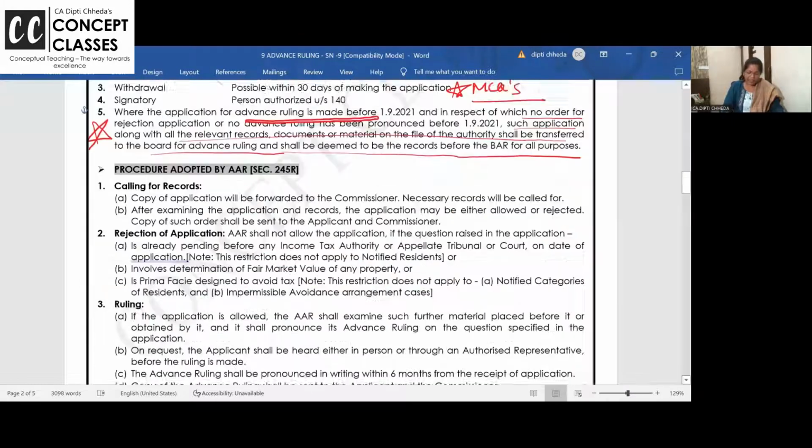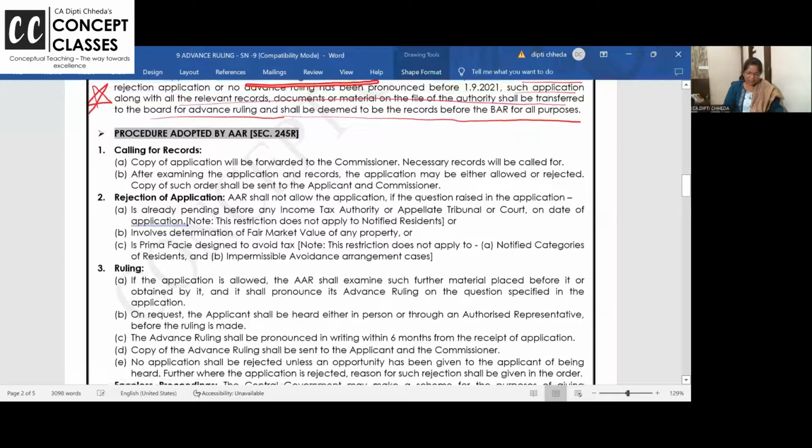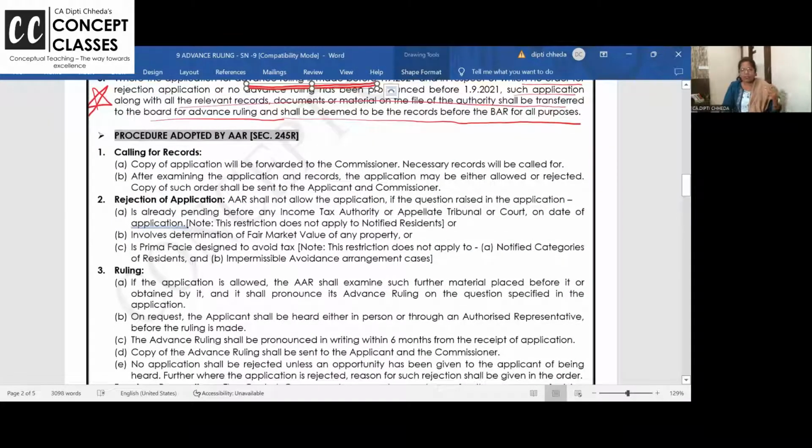Okay? Next, what is the procedure? They can call for all the details, because who are the authorities in the Board? Commissioners. So a copy of the application will be forwarded to the commissioner. Necessary records will be called. After examining, the application may either be allowed or rejected, and a copy will be given to the applicant and the commissioner. AAR shall not allow the application if the question is raised in the application. Theory question, write here.